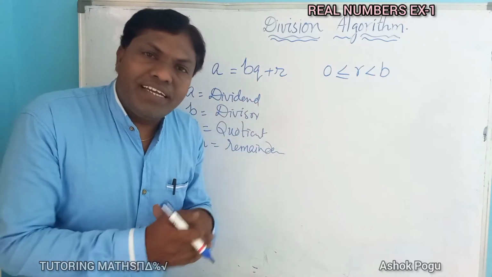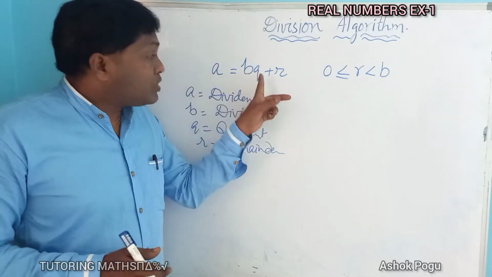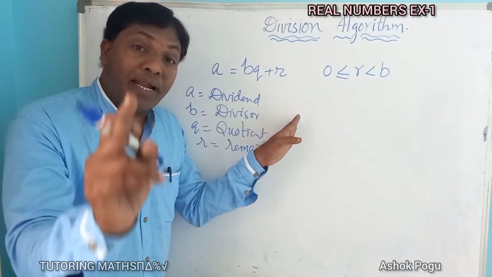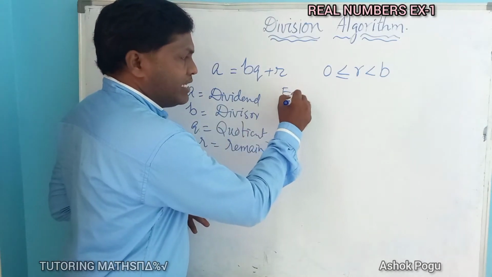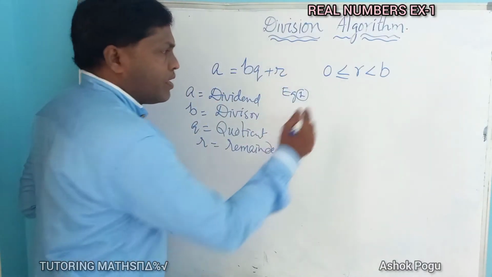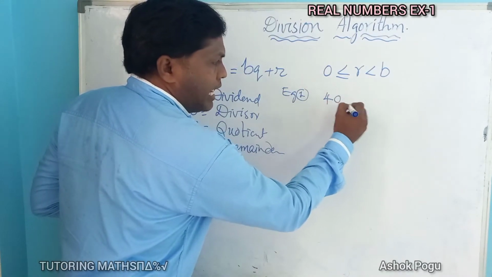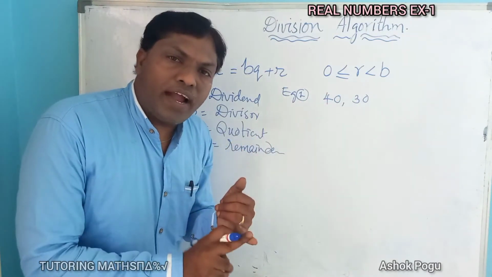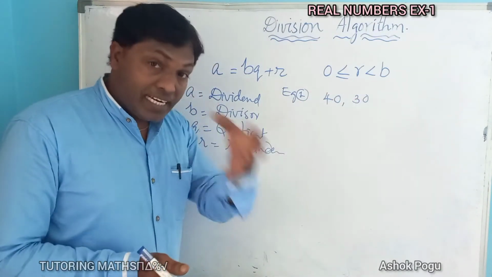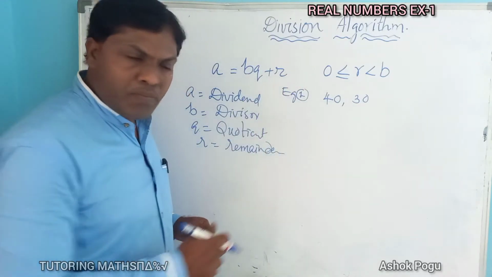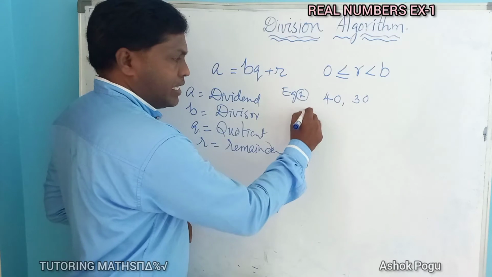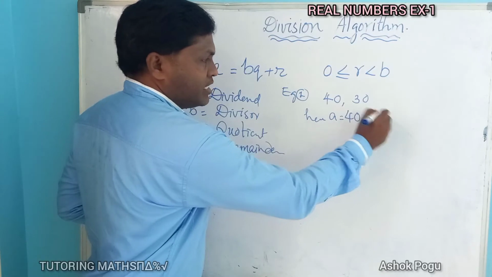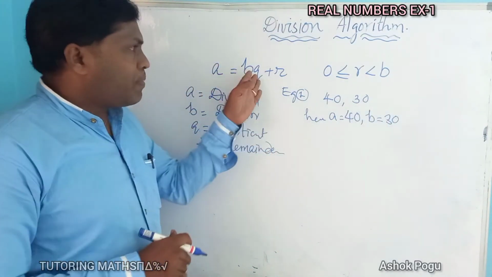But in Euclid's division lemma, you have to follow the procedure till you get remainder 0. For example, let us take one example for Euclid's division lemma. We have 40 and 30. How do we find the HCF of 40 and 30? Here the larger number is 40. So a is 40, the larger number, and b is 30, the smaller number.